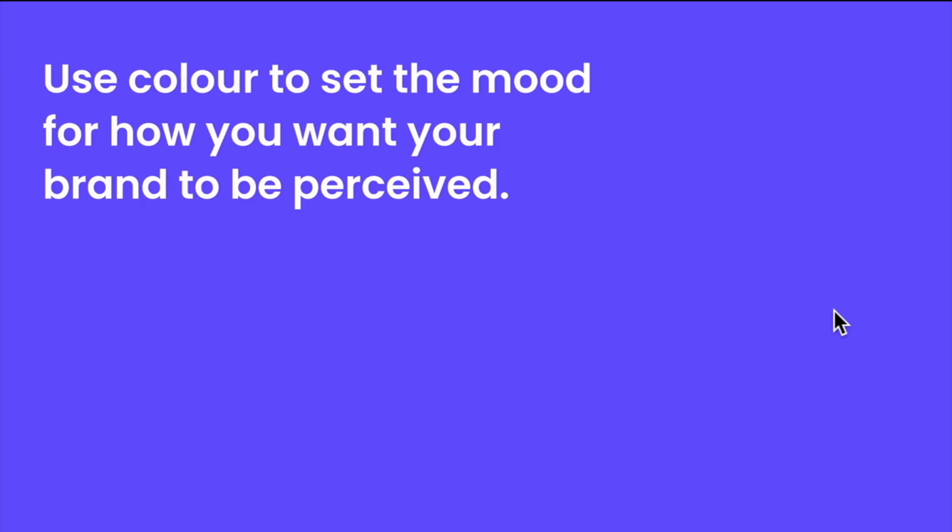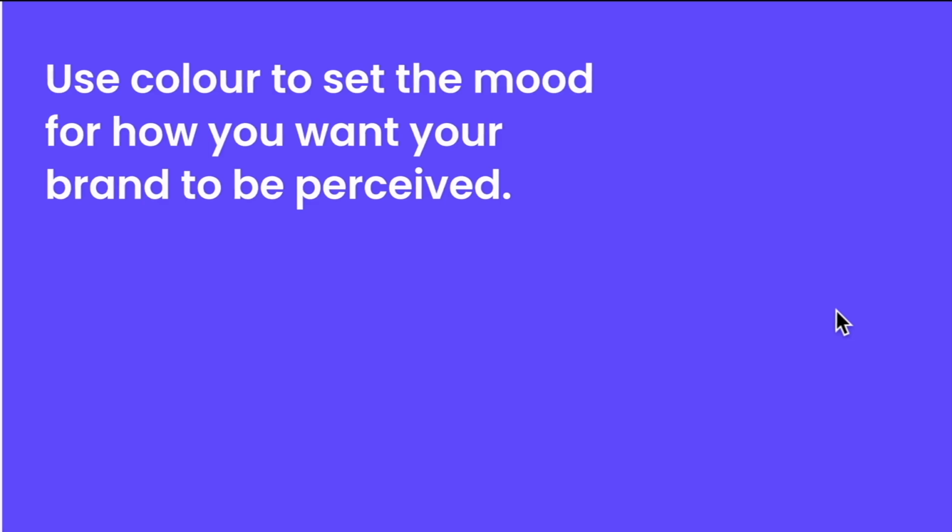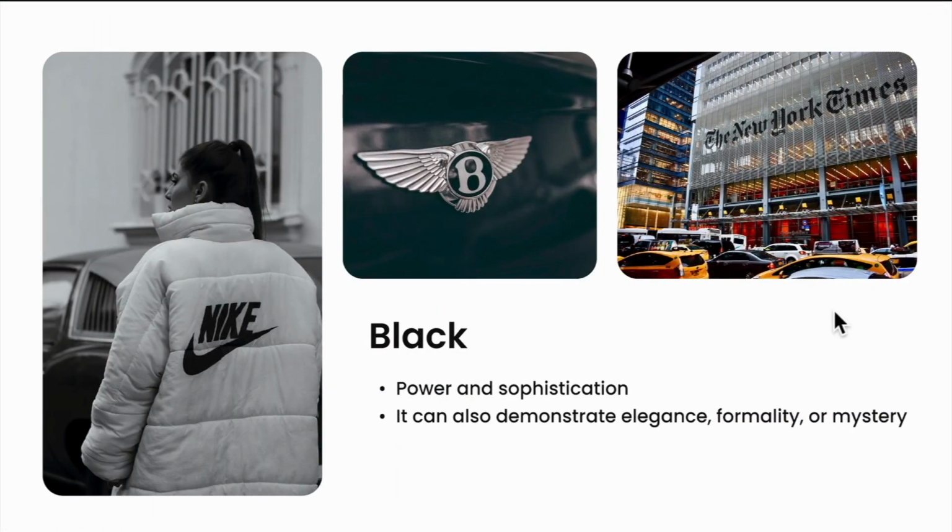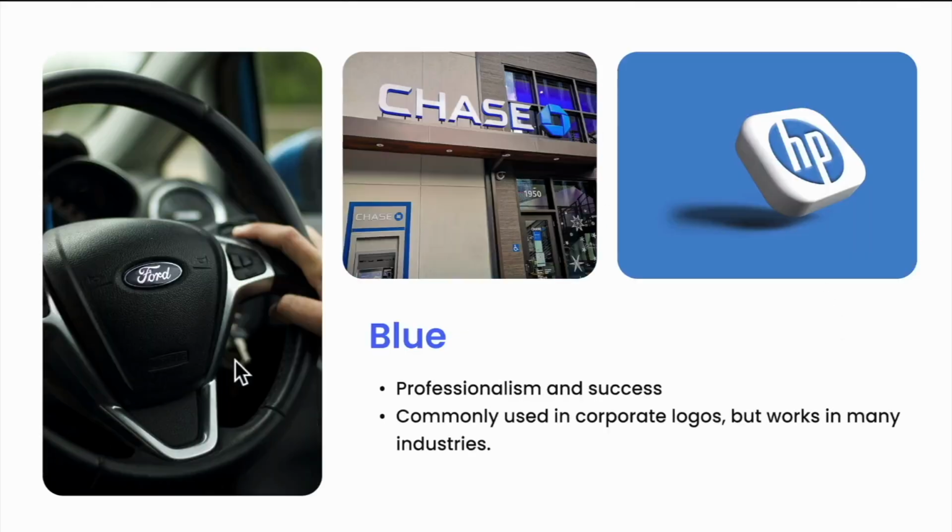Here are a few emotions and descriptors associated with some of the most well-known colors. Let's jump into it. So black, power and sophistication. It can also demonstrate elegance, formality, mystery. Blue, professionalism, and success. It's commonly used in corporate logos, but works in many industries. We see tech over here, we see the auto industry, we see fintech or financial industry over here, like banking.